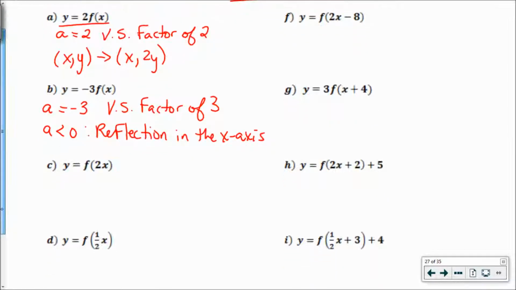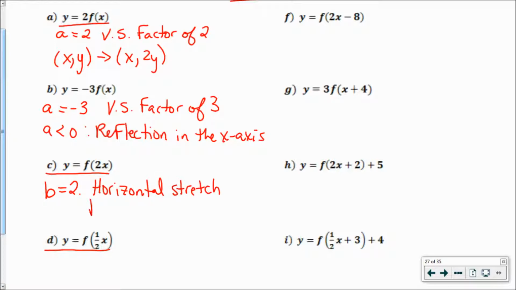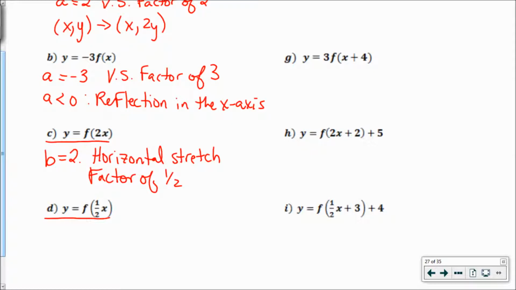In parts C and D, I'm looking at the value of b. So in the first one, b is 2. So that tells me that there will be a horizontal stretch by a factor of 1/2. So here remember, b is not the factor, 1 over b is the factor. And so in my mapping notation, I have (x, y), and it's going to become (1/2 x, y).